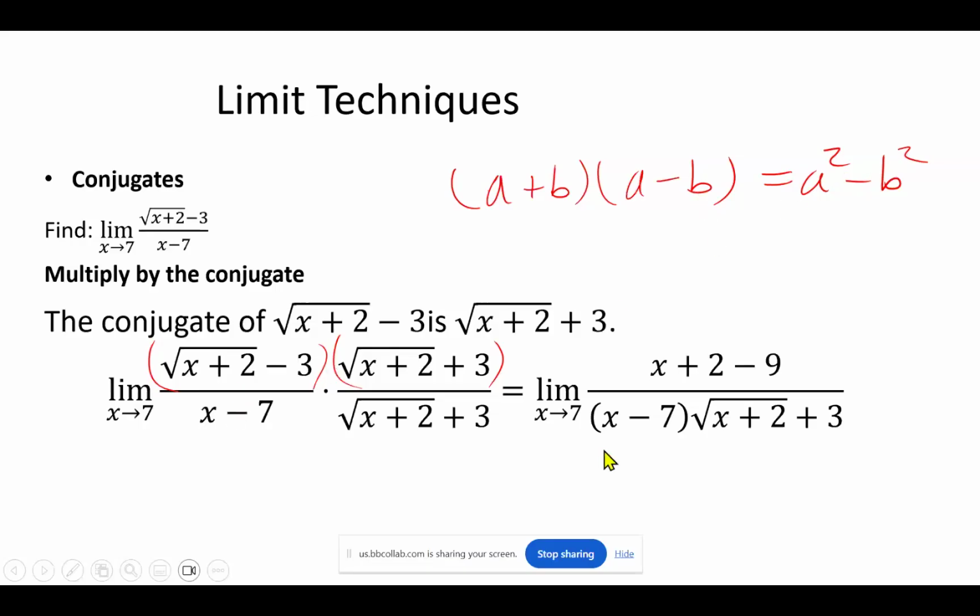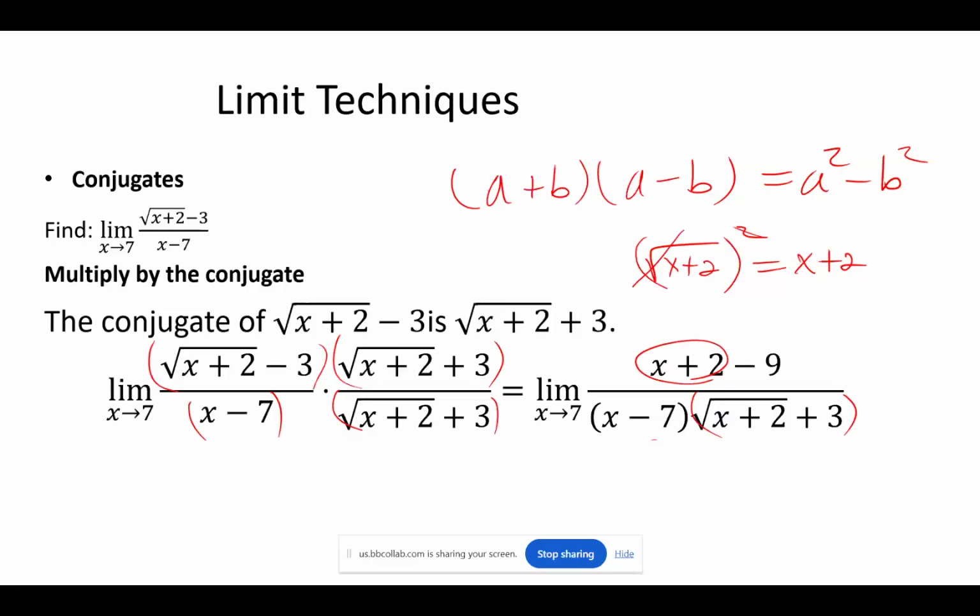But since a is the square root of x plus 2, when I square that, the square root cancels with the 2, and I get x plus 2. And the square of b would be 3 squared, which is 9. And so I get x plus 2 minus 9. So by multiplying by the conjugate, I cancel the square root on the numerator. On the denominator, I didn't really multiply. So it was all of this multiplied by x minus 7. And I just left it there, expressed as a multiplication.